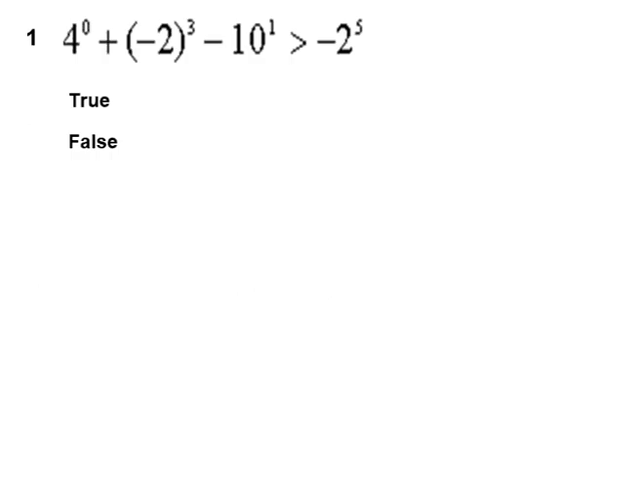The first question says that 4 to the exponent of 0 plus negative 2 cubed minus 10 to the exponent of 1 is greater than negative 2 with an exponent of 5. Okay? So what you need to do is simplify both of those sides and figure out which side is greater. If it is the left-hand side, then you say true. But if it's not, you say false. But make sure you show your work.